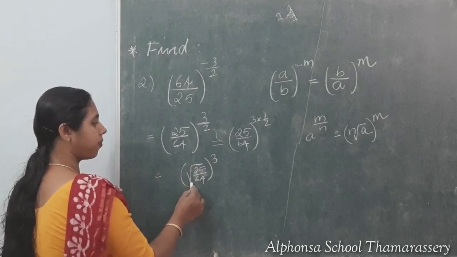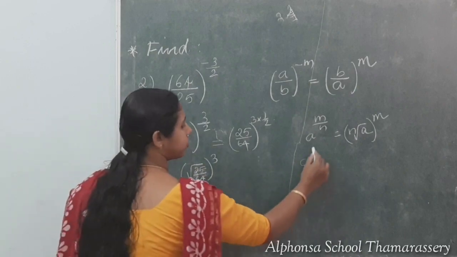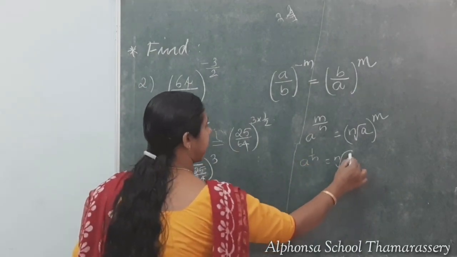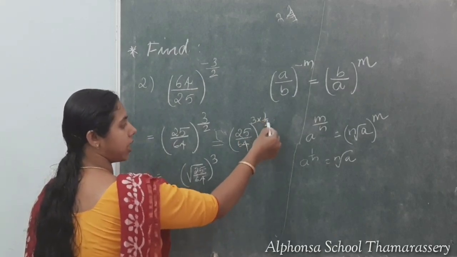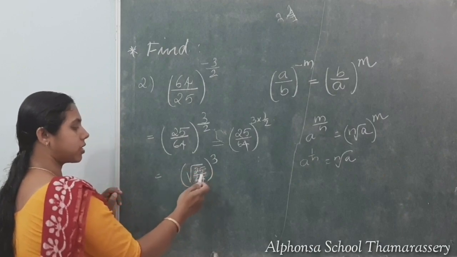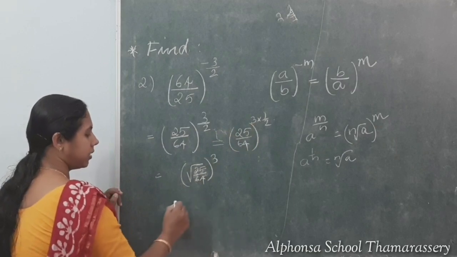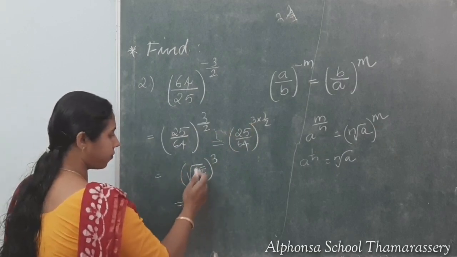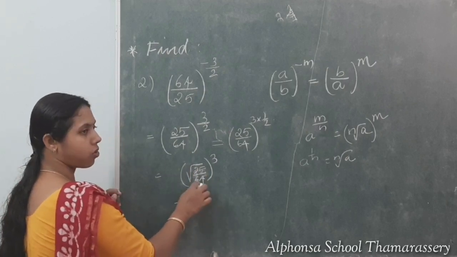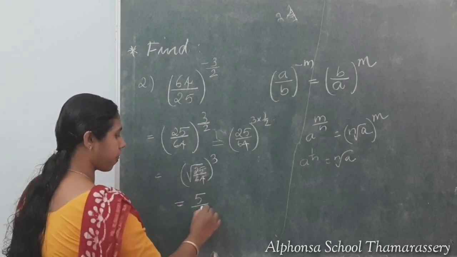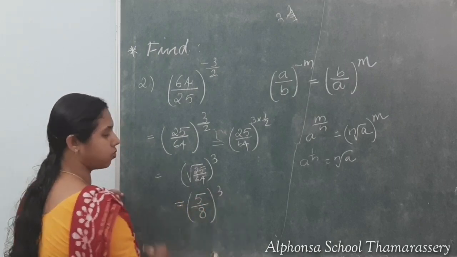So square root of 25 by 64 whole raised to n, because a raised to 1 by n we can write as nth root of a. So here 25 by 64 whole raised to 1 by 2 we write as square root of 25 by 64 whole cube, which is equal to square root of 25 is 5, and square root of 64 is 8. So it will be 5 by 8 whole cube.